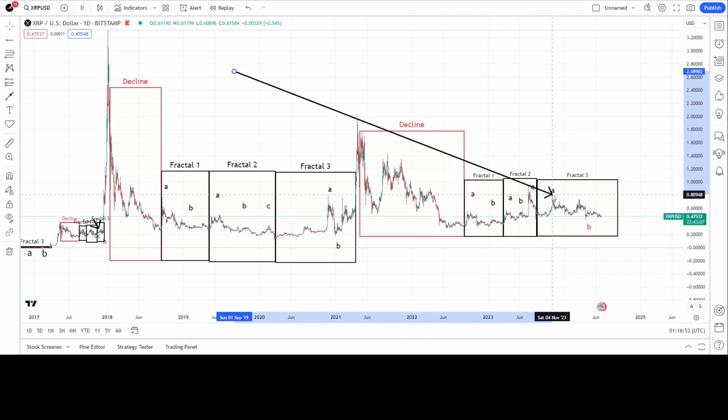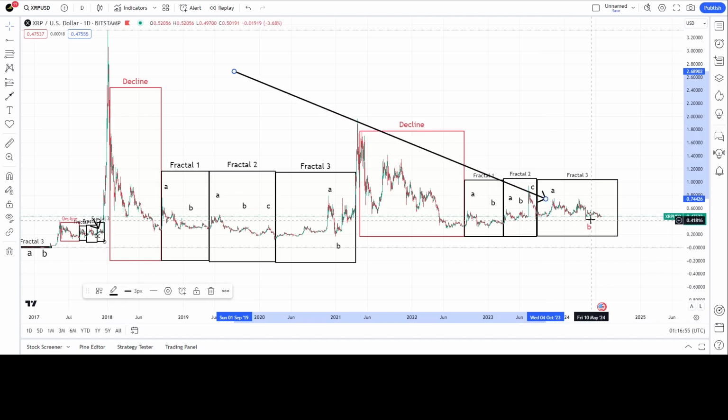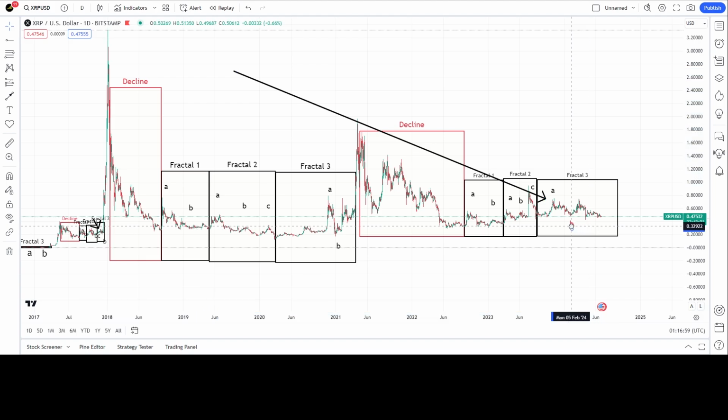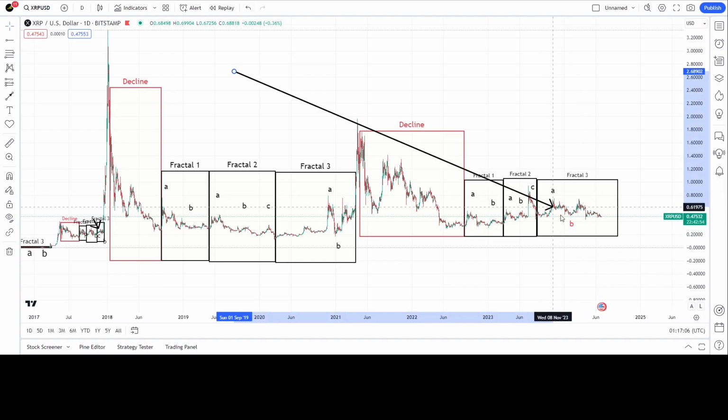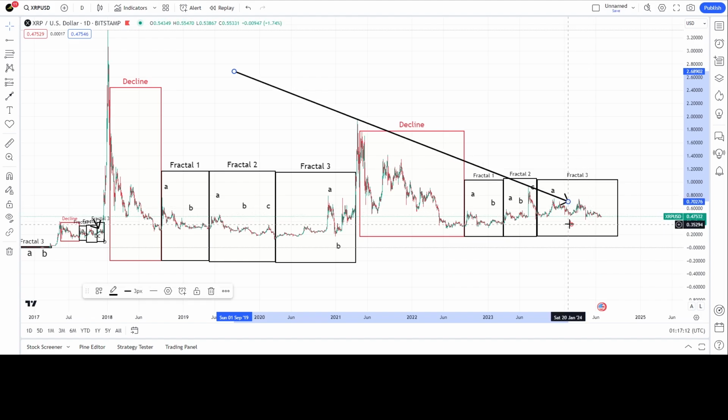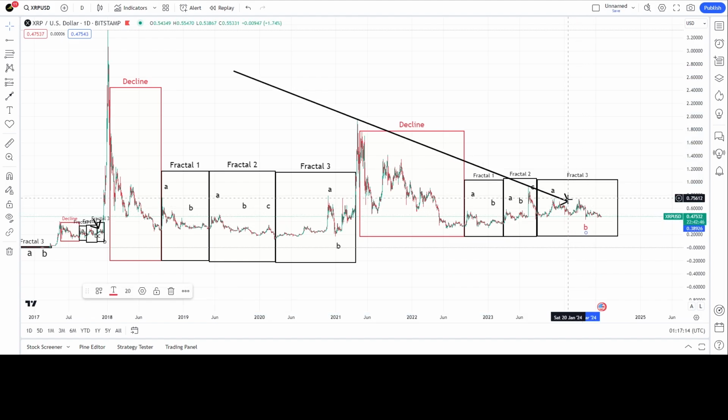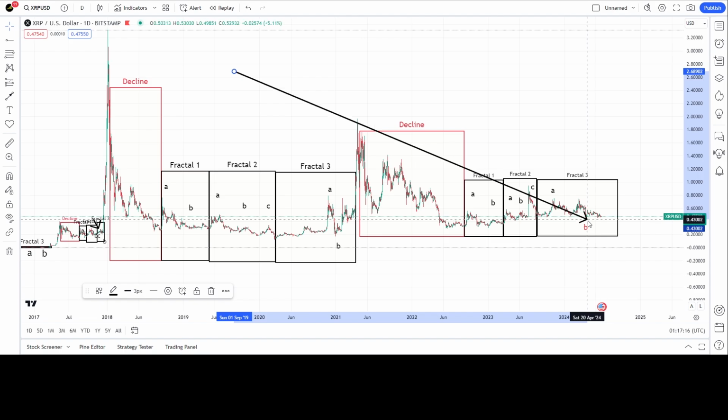It is my belief that this is part A. I have 3 different possibilities. You can watch my previous video. Here's one possibility, which I do not believe is most likely going to play out. When this was the low of the fractal after the decline, after part A, it made sense. But as it's gone lower, it makes less and less sense. This could potentially be part B, which is currently the low of the fractal.